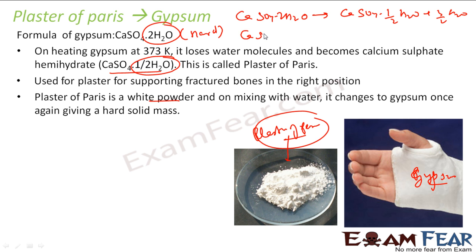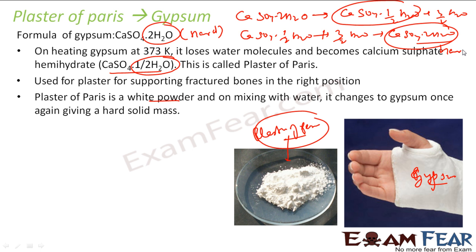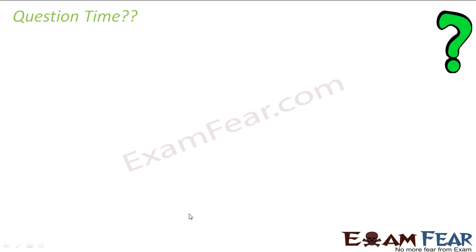For example, you have this one. If you add water, it becomes this, which is hard. This is powder. On this powder, if you add water, you get the hard form. And this is used for medical purposes actually.